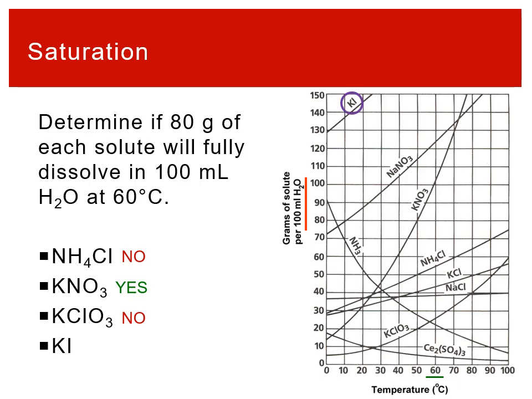Potassium iodide, we can see, goes off the chart. We don't know what the solubility of potassium iodide is at 60 degrees Celsius for this chart, but because the chart caps out at 150, it's over 150, so yes, we can do 80.